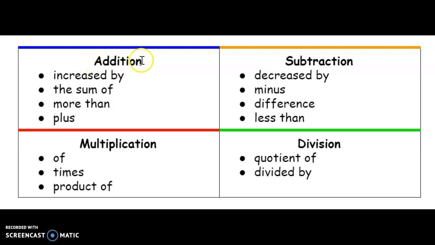You've worked on addition and subtraction, and now it's time to turn to multiplication and division. You're very familiar with the words that we use for multiplication and division. Sometimes we use the word of, times, the product of, or in division we use the quotient of or divided by.